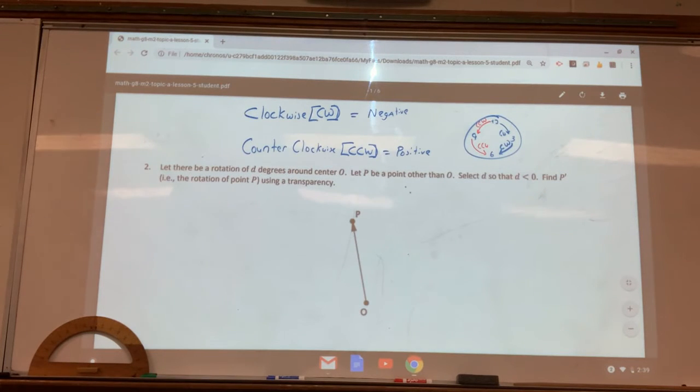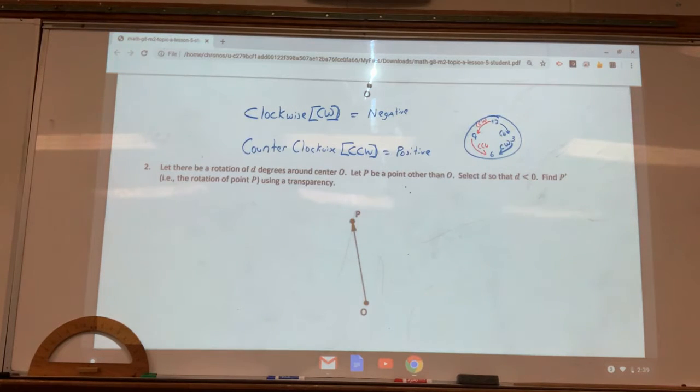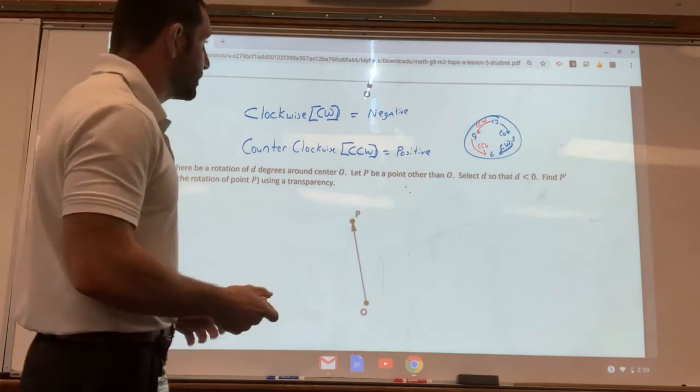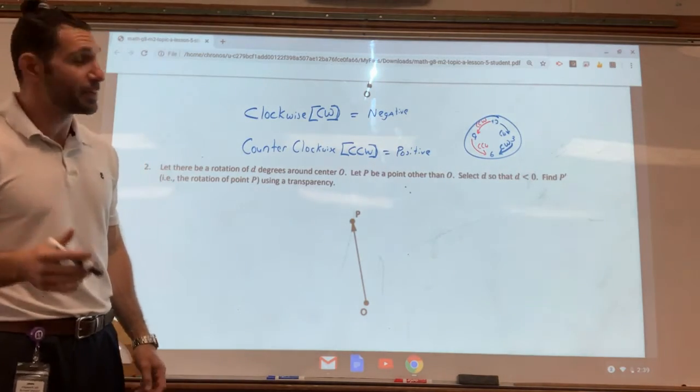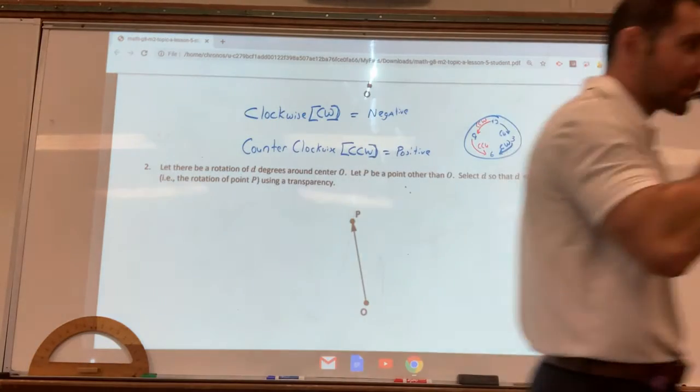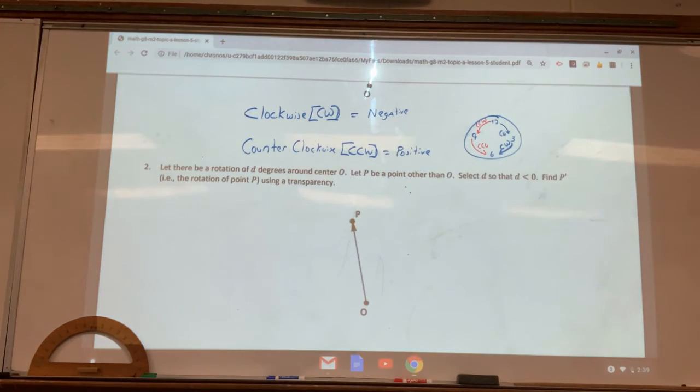Okay. Let there be a rotation of d degrees around center O. Let P be a point other than O so that D is less than 0. If it's less than 0, that means it's a negative number. So once again, we get our transparency paper.